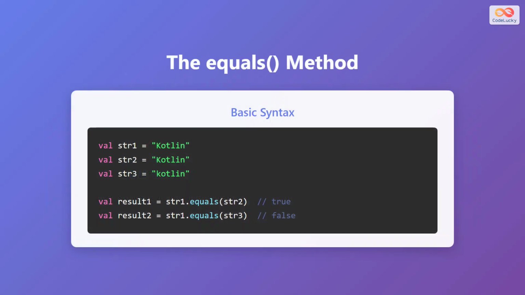Let's start with the equals method. Here's a basic example. We create two string variables, str1 and str2, both containing the word Kotlin. We also create str3 with the lowercase word kotlin. When we call str1 equals str2, it returns true because both strings have identical content. However, when we call str1 equals str3, it returns false because the equals method is case-sensitive by default.